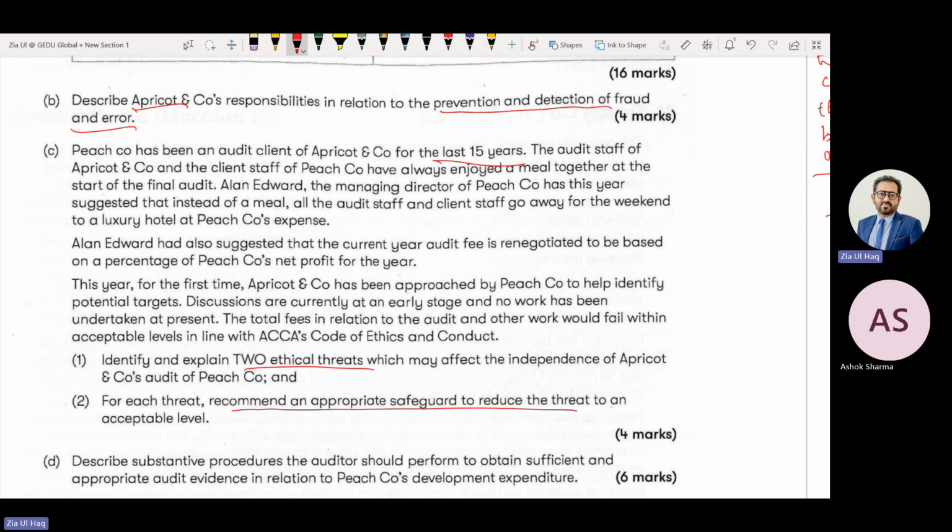Discussions are currently at the early stage and no work has been undertaken at present. The total fee in relation to the audit and other work should fall within an acceptable level in line with ACCA codes of ethics and conduct. So finding potential business targets for acquisition is of minimal level of function. Right, if we are performing along with audit advocacy threat, we can perform, but through Chinese walls.